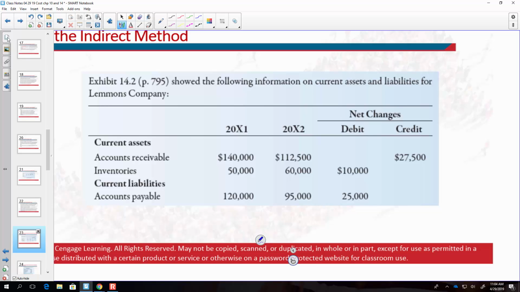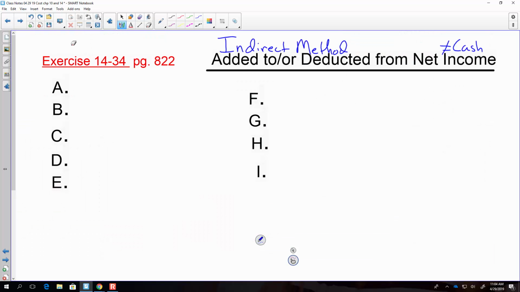So let's do some problems. I think you'll get it, because you've done these before. Ruby, since we didn't get you on the first round, is this going to be added to or deducted from net income? A gain on sale, letter A. What would you think? Do we add that to net income or do we subtract?